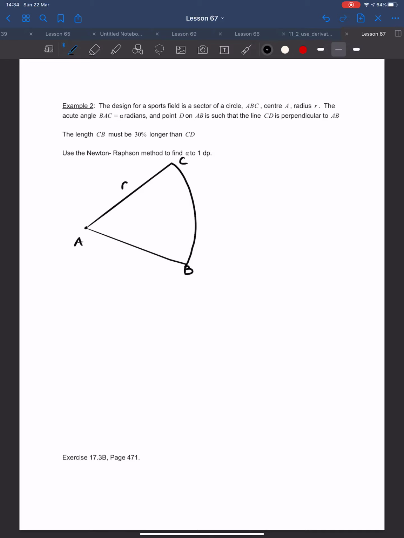And the radius is R. The acute angle BAC is alpha radians. And the point D on AB is such that the line CD is perpendicular to AB. So that means C to D, D's on AB. That's not quite right. Let's go from there to there. So this is a right angle. And that's D.